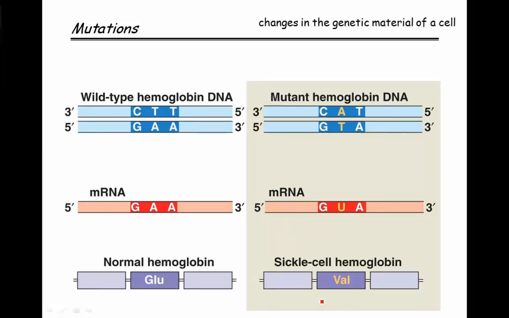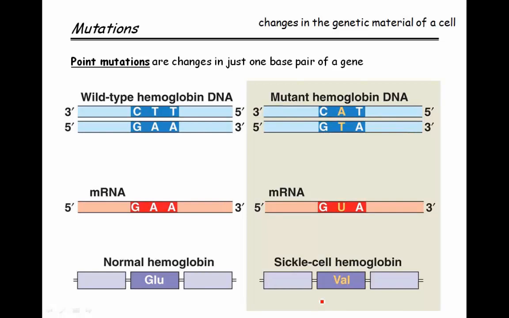That one amino acid in this case is enough to alter the protein shape, enough that we ultimately end up with a different shape to our red blood cells. So that is an example of a mutation. It is an example of a point mutation. A point mutation is a change in just one base pair of a gene. So we change just one letter there, but it did ultimately change the protein enough so that it functions a little bit differently inside the cell.